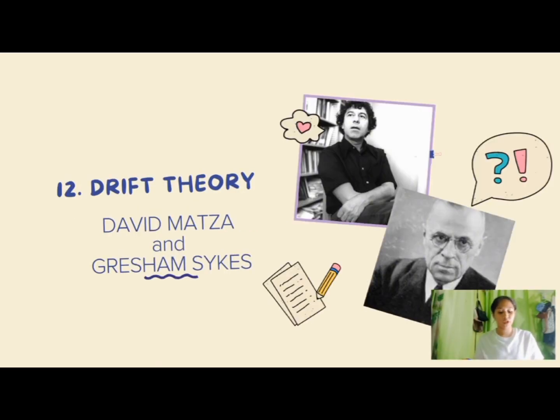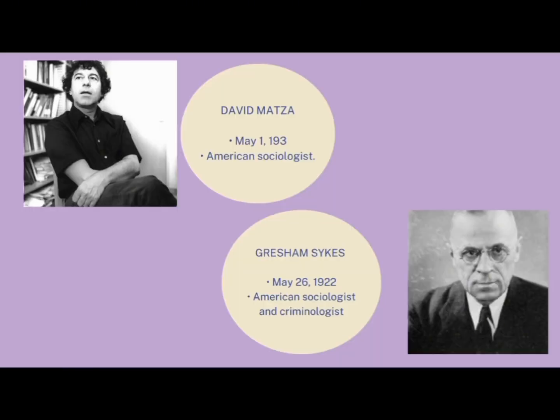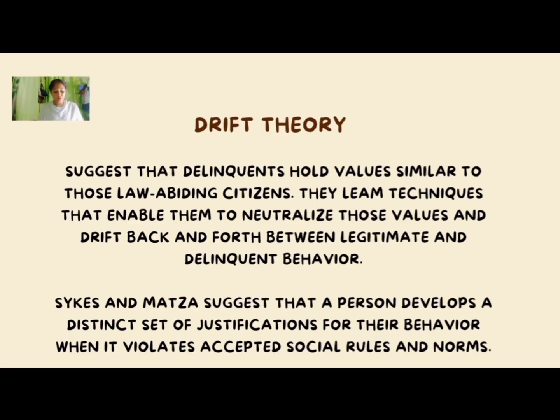Next is number 12, which is the drift theory. And this is by David Matza and Gresham Sykes. David Matza is an American sociologist, and Gresham Sykes is also an American sociologist but also a criminologist. It suggests that delinquents hold values similar to those of law-abiding citizens. They learn techniques that enable them to neutralize those values and drift back and forth between legitimate and delinquent behavior.